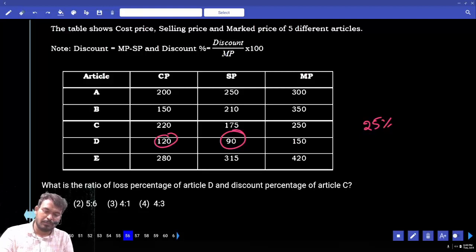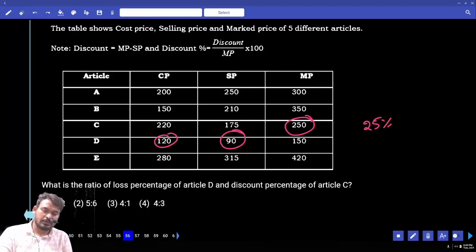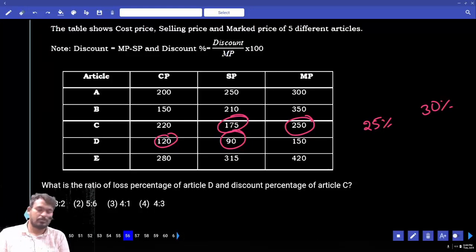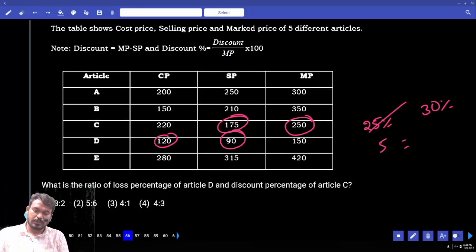Next, article C discount percentage. What is the article C market price? 250. Selling price 175. Discount 75. Discount percentage is 75 upon 250, which is 30%. What is the ratio? 5:6.